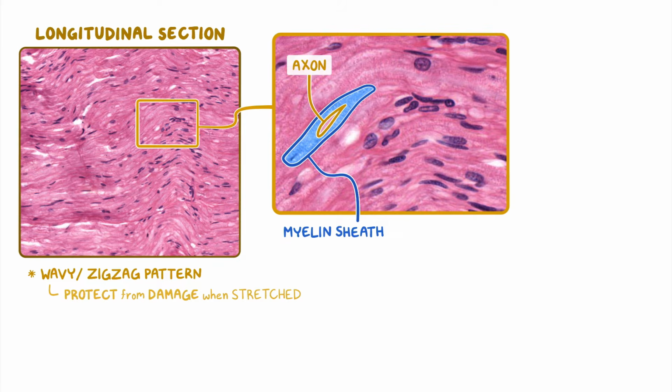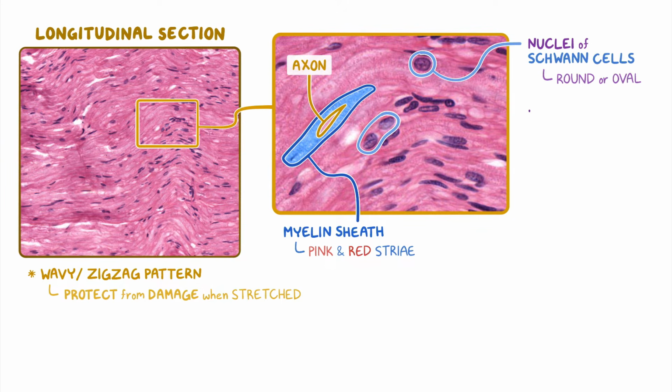With an H&E stain, the myelin sheaths have pink and red stripes or striae along the upper and lower portions of each nerve fiber. The nuclei of Schwann cells can be identified by their round or oval appearance, while the nuclei of fibroblasts typically are more elongated.